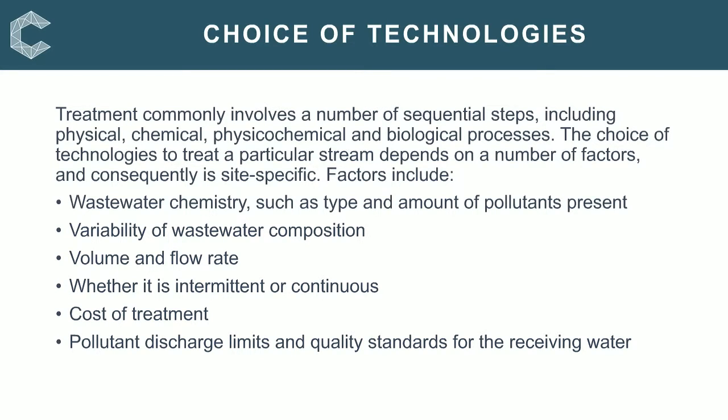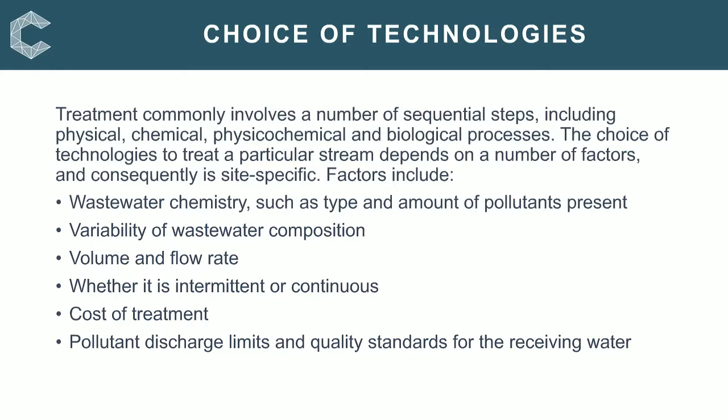The treatment of the various wastewater streams commonly involves a number of sequential steps, and these can include physical, chemical, physiochemical and biological processes. Physical technologies are used to treat wastewater streams which contain a high amount of suspended solids, and these solids can be removed by screening, sedimentation and or filtration. Chemical treatments include neutralization, pH control and precipitation to remove the dissolved solids. And biological processes involve the use of bacteria to degrade the dissolved organic substances.